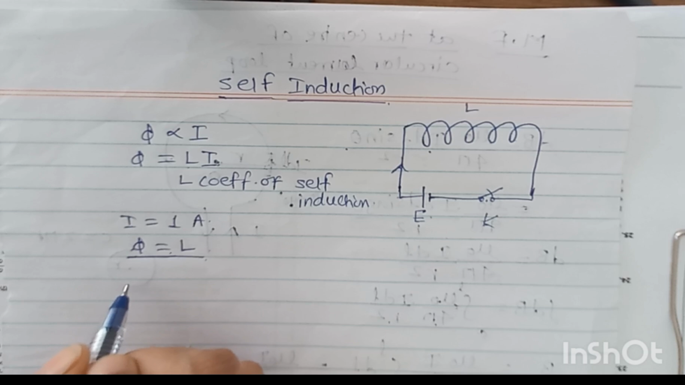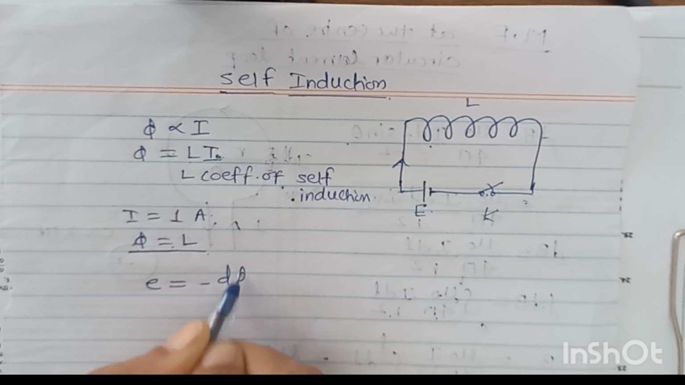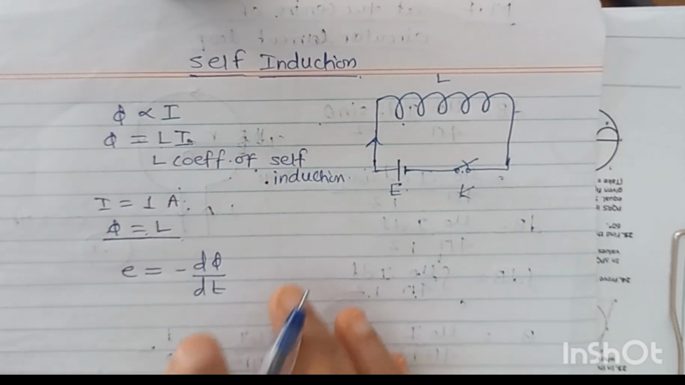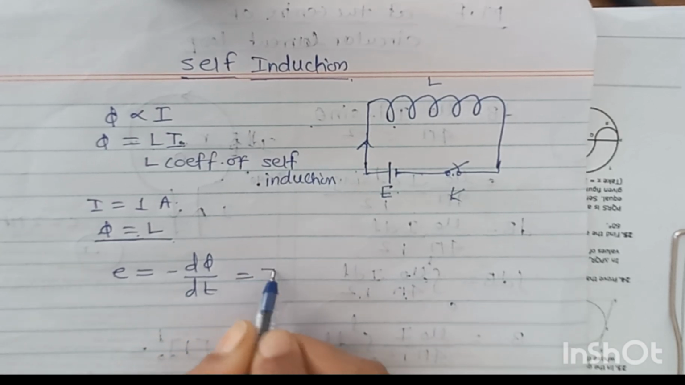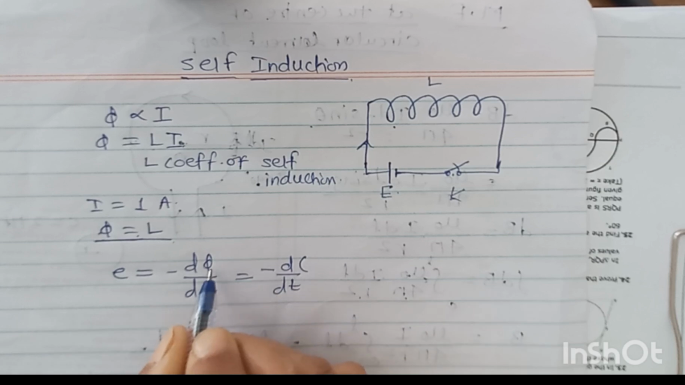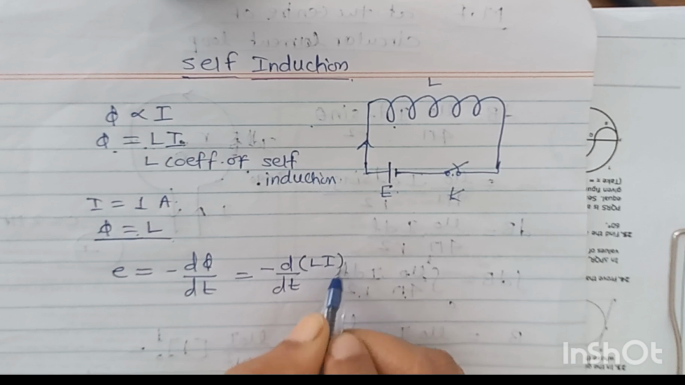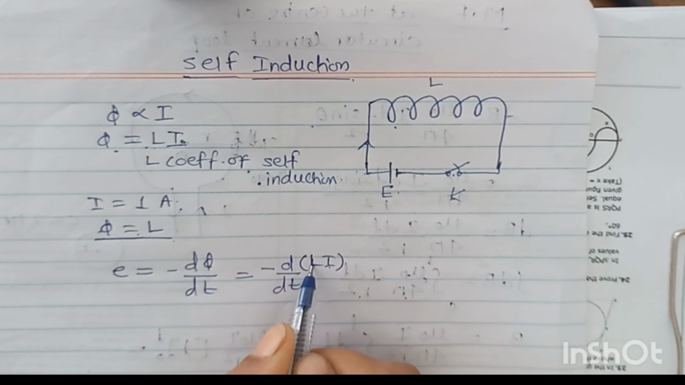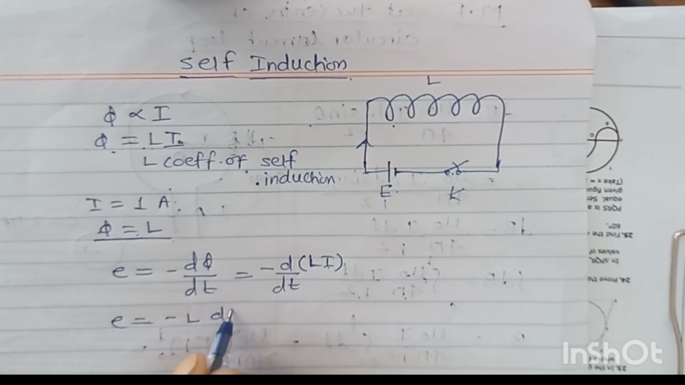So we know that the EMF induced in the coil is E is equal to minus d phi by dt. This minus sign is there because it opposes the increase and decrease of the current. This is nothing but minus d by dt of phi. Substitute the value for phi, which we got here, phi is equal to L I. So here current is continuously changing, but the inductance of the coil remains the same. So in short, we can write E is equal to minus L di by dt.